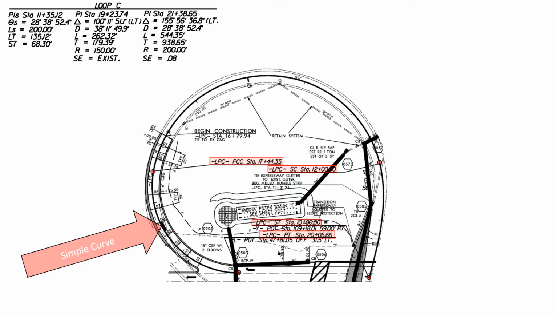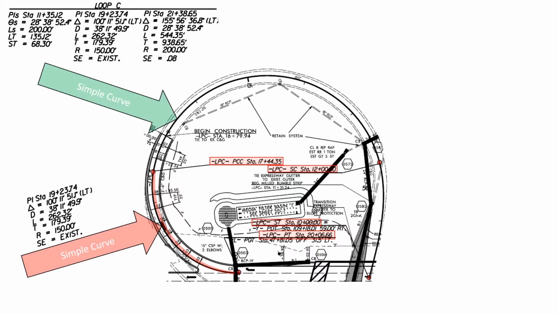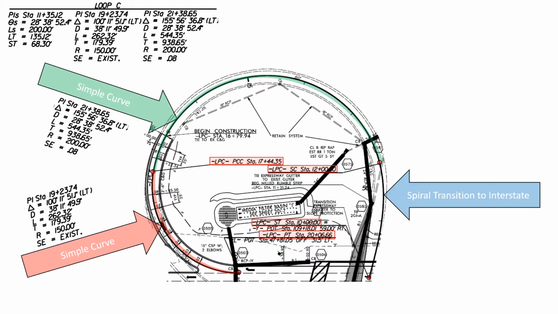Now let's talk about what we actually have located there. So we have a simple curve with these details that are summarized in the curve table, and that's the portion here in red. Then the next curve is again another simple curve, and that's the second part of our compound curve. And again, where those two meet, so we've got the green portion there, which is the second part of the compound curve. Where they meet is the point of compound curvature, the PCC. And then we end with a spiral transition to the interstate with those given characteristics.